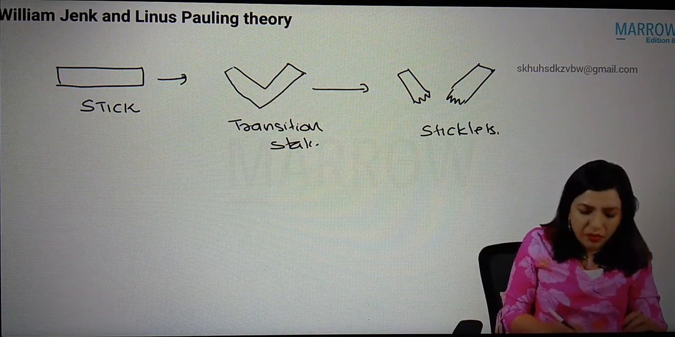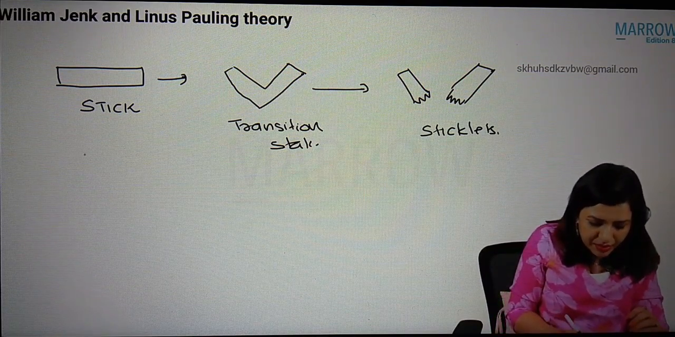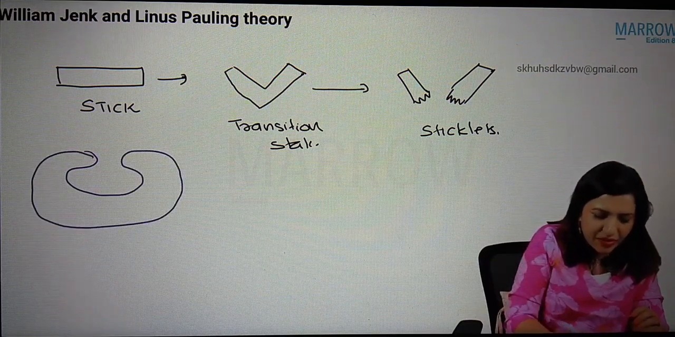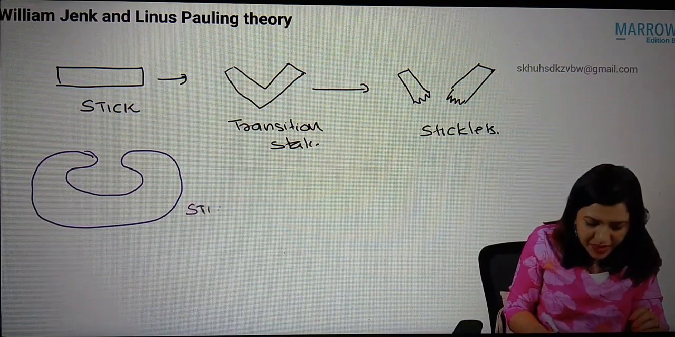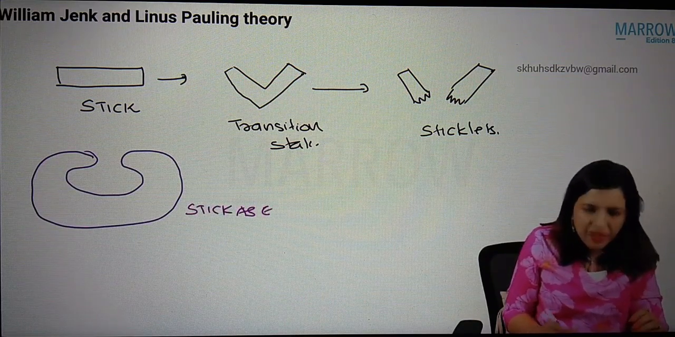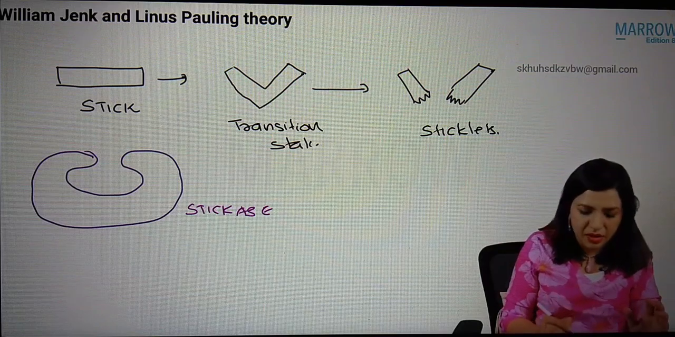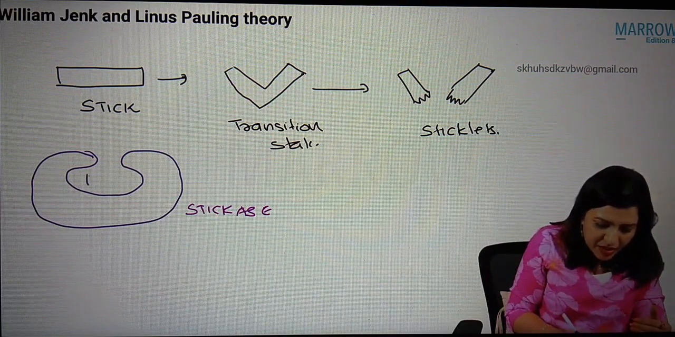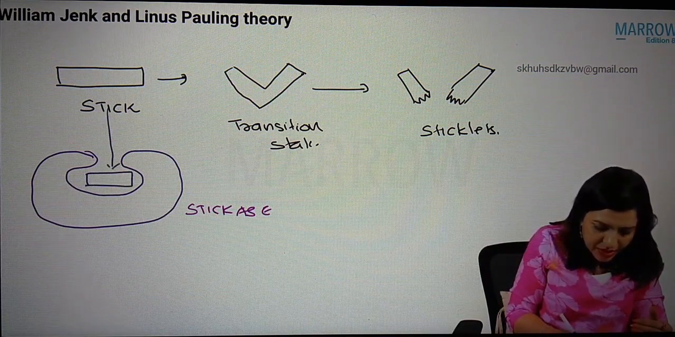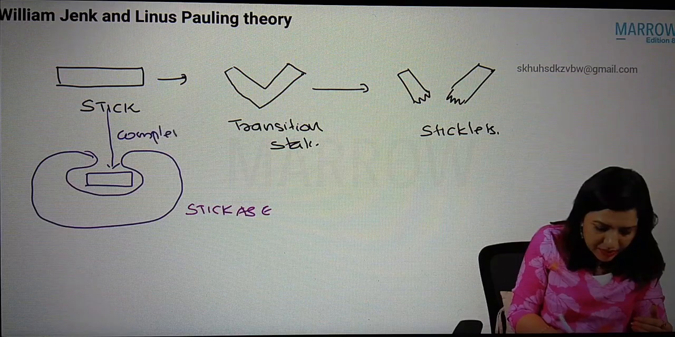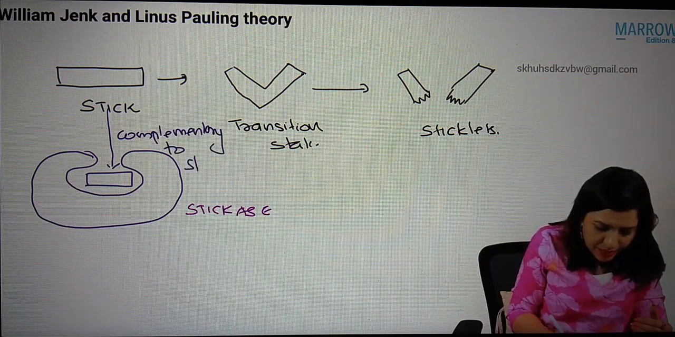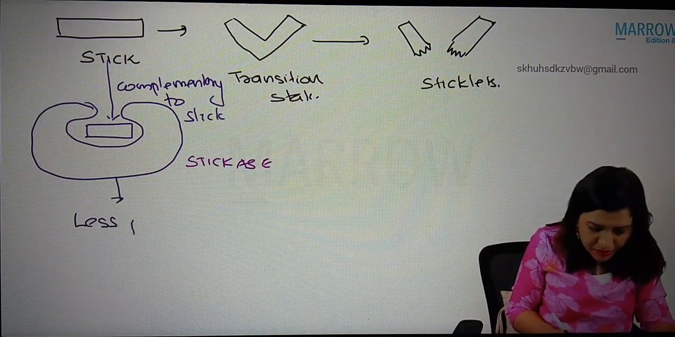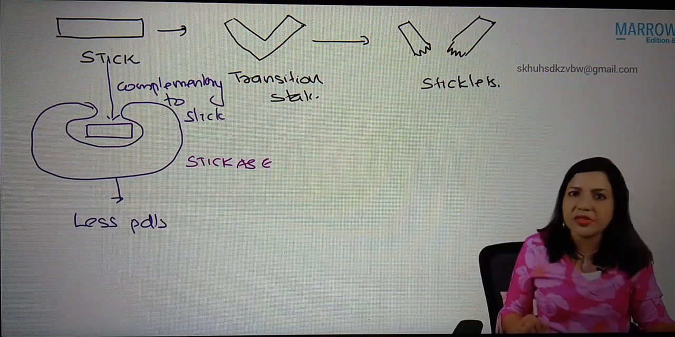Now, if we have an enzyme here, the first example that I am giving, we give an interesting name to this enzyme. This is a stickase enzyme. The stickase enzyme wants to break the stick. Now, if the active site of the stickase enzyme is complementary to the stick, then fewer products are formed. So this is Emil Fisher's theory.